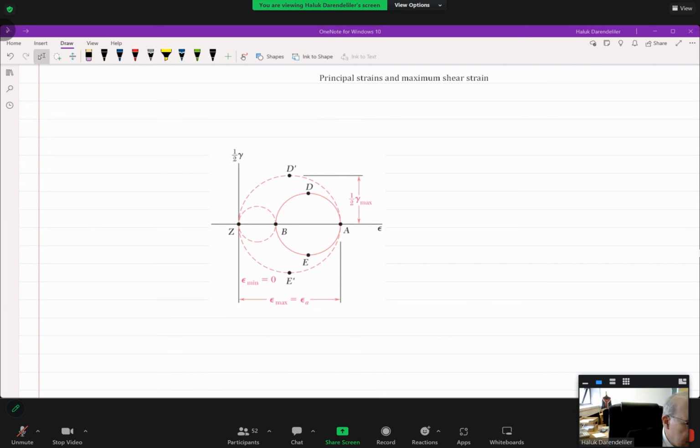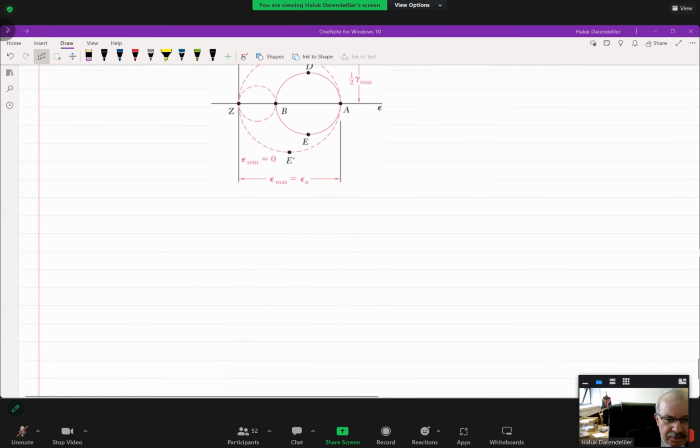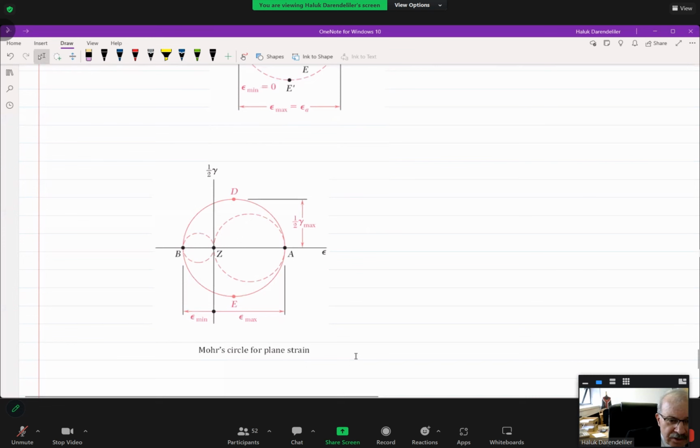For example, okay, copy. One other example is this, Mohr circle for plane strain. One principal strain is maximum, the other principal strain is minimum, right?